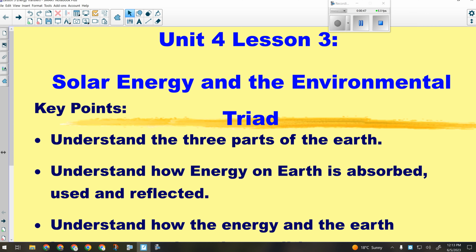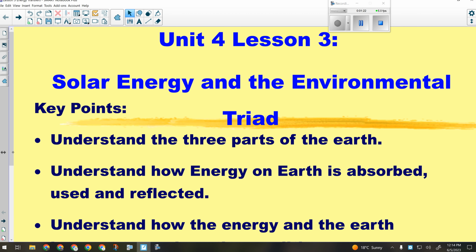So the first thing we're going to do is look at the three parts of the Earth. The three parts of the Earth are the atmosphere, the hydrosphere, and the lithosphere. That would be the gases surrounding the Earth, the water on the Earth, and the rocky solid part of the Earth. All three have a role to play in how energy is absorbed, how energy is converted, and how energy is transported or transferred from one place to another. We're going to look at that because it's a big part of one of the big questions on your unit exam.